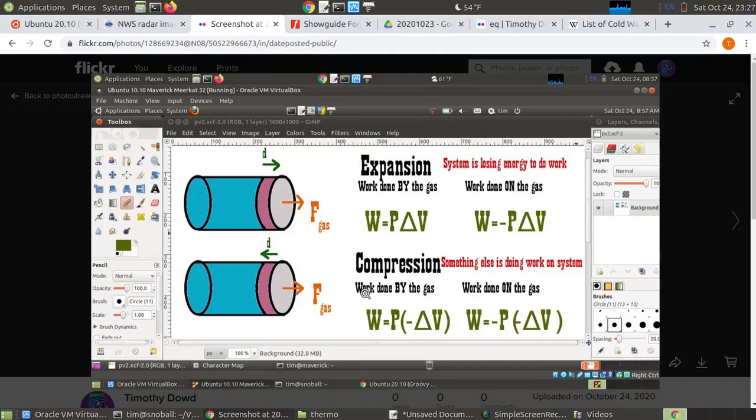The opposite's true if you compress. We have a negative delta V in this case because force and distance the piston moves are in opposite directions. And that corresponds to work being done on the gas by the surroundings, a positive number. These negatives cancel. So the work done by the gas in that case is negative. So this can be very confusing, and we just need to make sure we're paying attention to exactly what we're talking about. In the following discussion, I'm going to talk about the work done by the gas, and I'm going to be talking about energy being transferred away from the system.